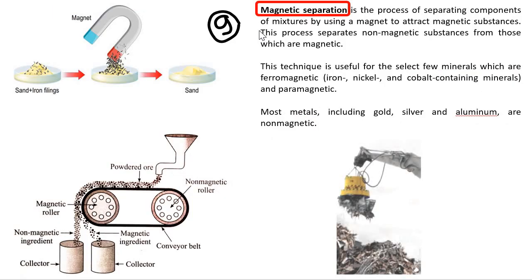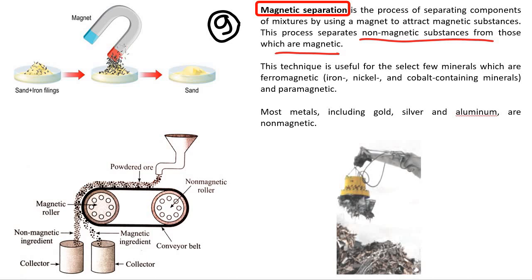The next, or the ninth method, is the method of magnetic separation. It is a process of separating components of mixtures by using a magnet to attract the magnetic substances. You see, this process basically separates non-magnetic substances from those which are magnetic. Say for example, this simple illustration, see over here, this is a mixture of sand and iron filings. Of course, sand is non-magnetic, whereas iron filings are magnetic, right?